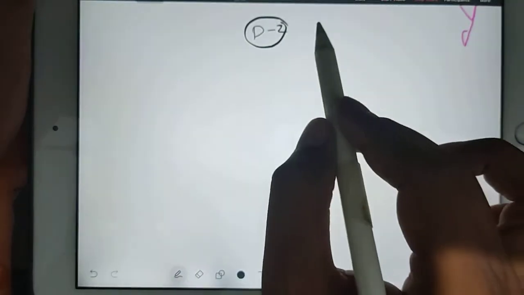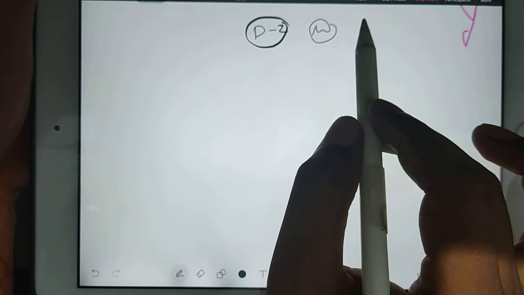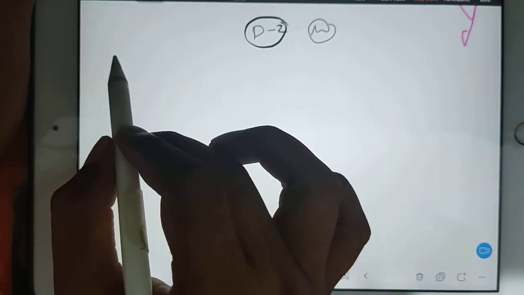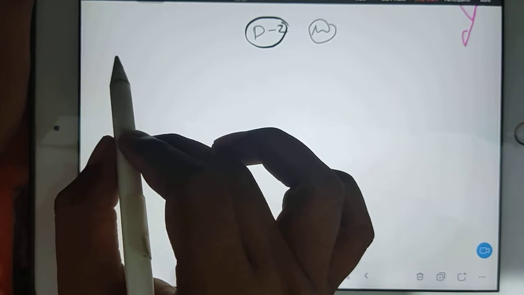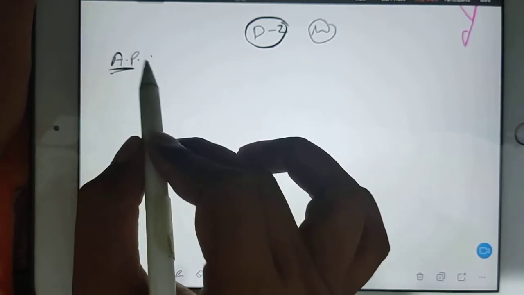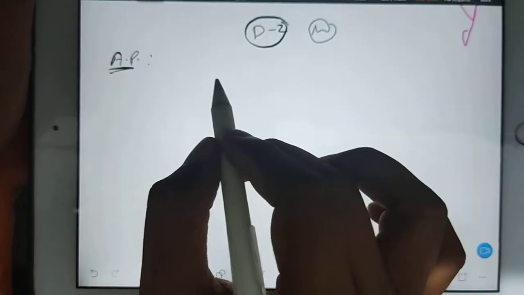We are starting our day 2 for numerical ability, and our first topic is progression. So we have to know something about the first topic of the day, arithmetic progression. In short, we say AP. You write the full form, arithmetic progression. So what is arithmetic progression?